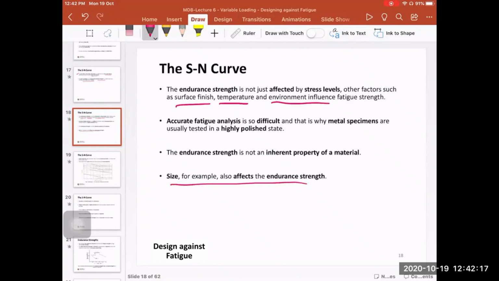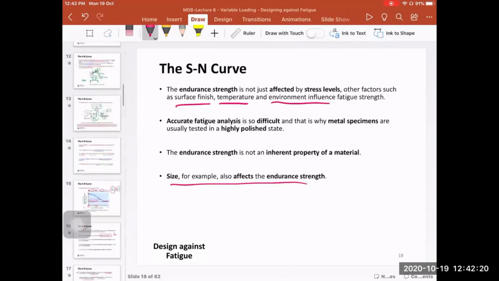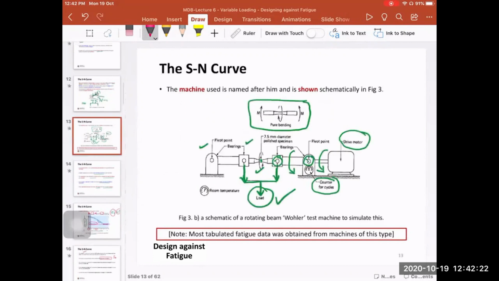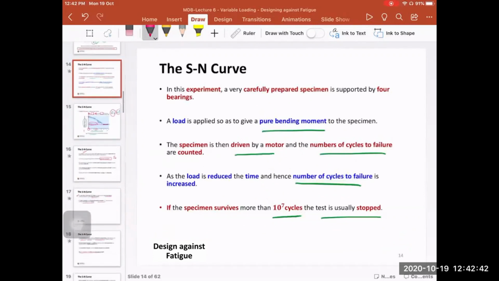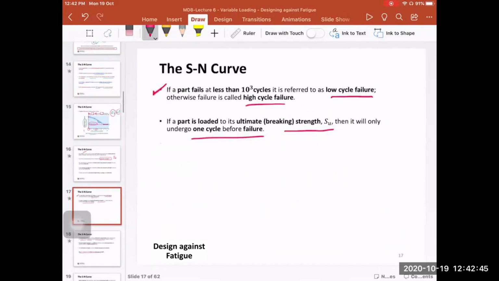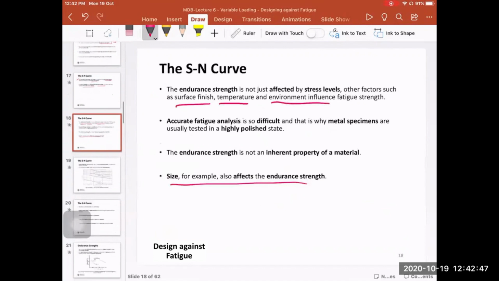If you have a corrosive environment, for example, or even if you change the size of the specimen. If I go back here, we have a standard shape and size of the specimen, which is in the middle here. The diameter is 7.5 millimeter, and it's a polished specimen. So if you change the surface finish, the size, the temperature, or use it in a corrosive environment, all these factors affect the value of the endurance strength.